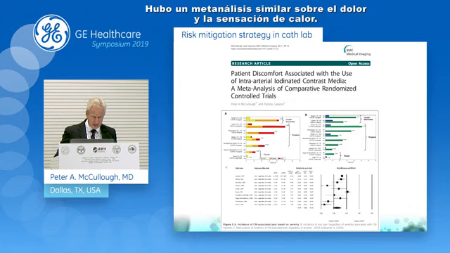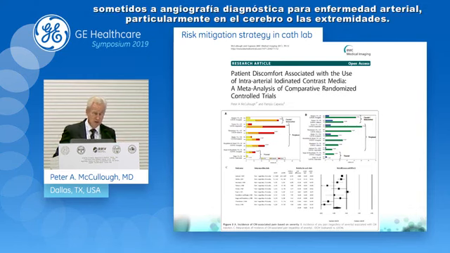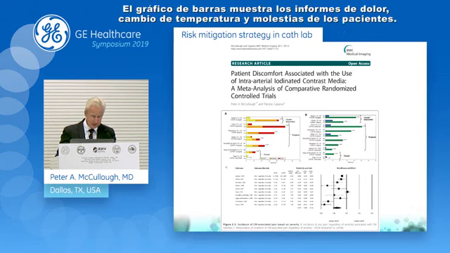There's been a similar meta-analysis concerning pain and warmth. So not looking at the renal outcomes, and these are largely in patients getting peripheral injections for peripheral arterial disease, and diagnostic angiography, particularly cerebral or extremity angiography. And what this template is showing you is a stacked bar graph of patients' report on pain, change in temperature, and discomfort.